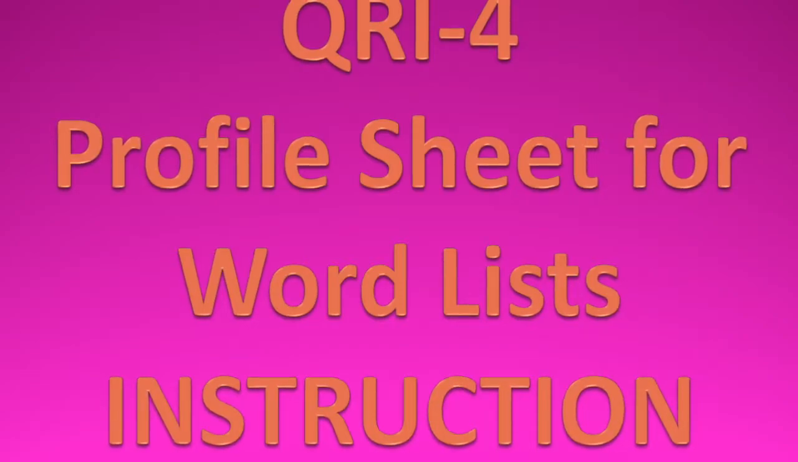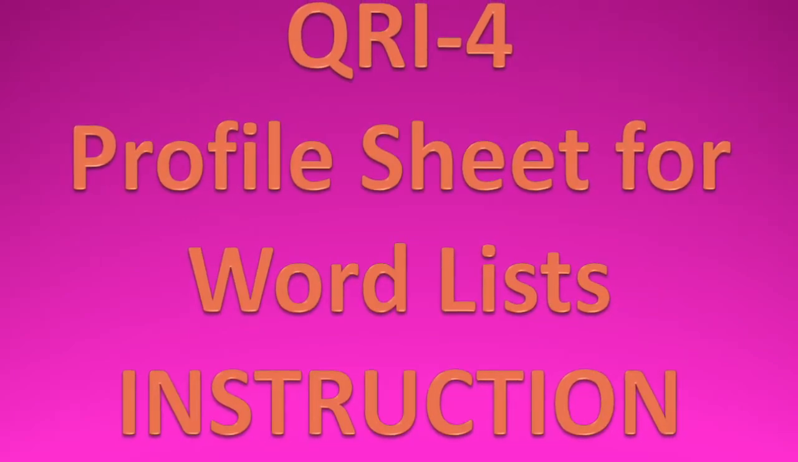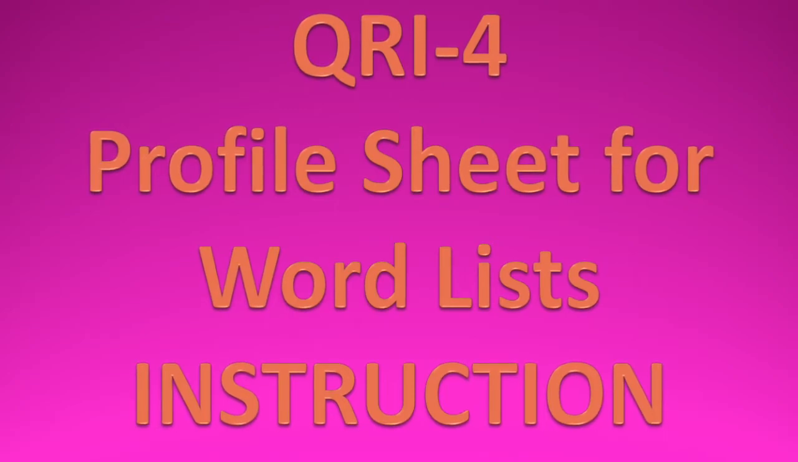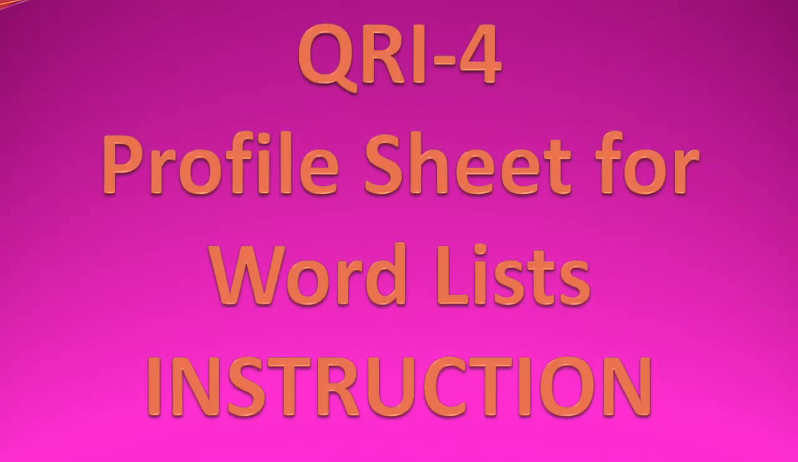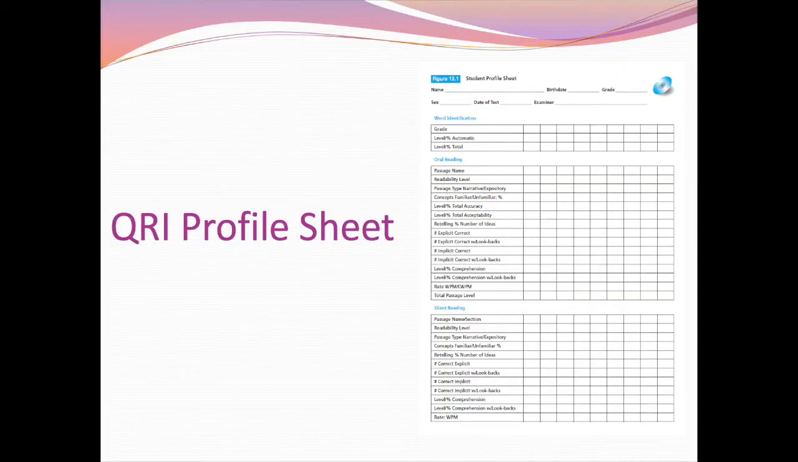After you complete your word lists and the passages, you need to fill the information in on the QRI student profile sheet. So we're going to show you where that information goes and what information goes in the spots. As you can see, here's the student profile sheet. A copy is on our Blackboard course for you to download and do for your student, or you can use the QRI DVD that was provided with the book.